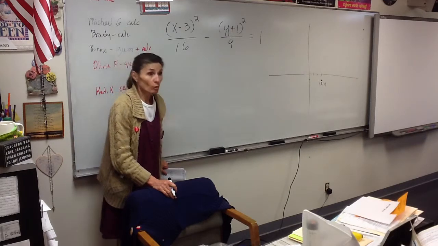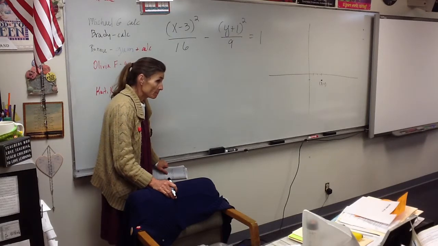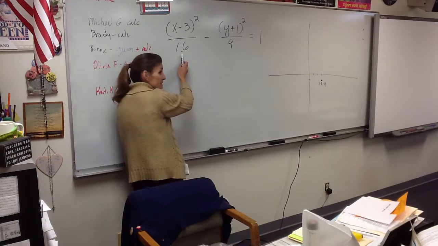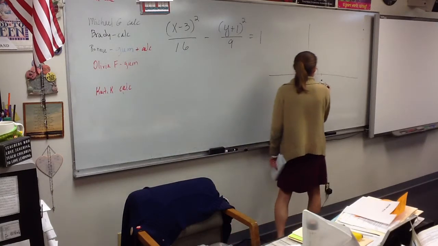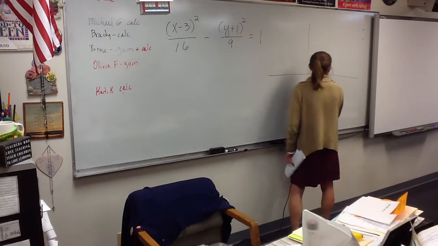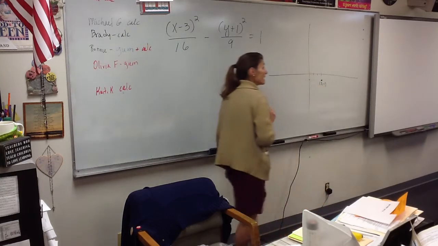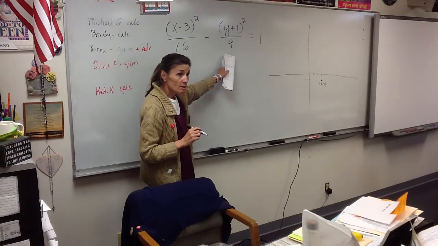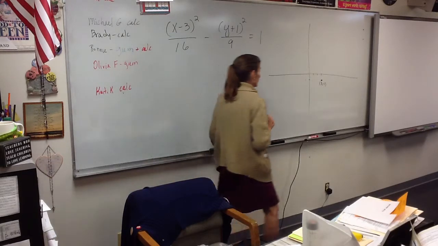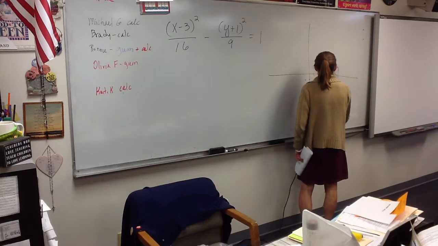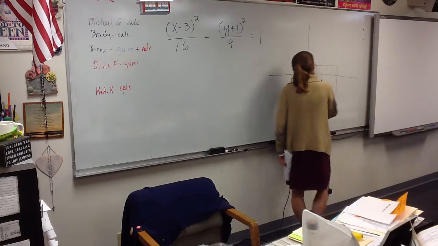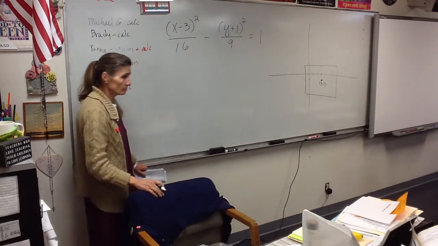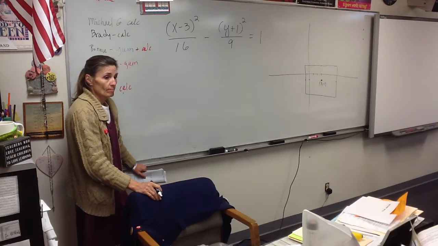Now remember, this is a hyperbola. We have to build our box. And we build our box by looking at the 16 and saying what? It's a 16, so I'm going to go left and right 4 units. And then I see this 9. I will go up and down 3. And I will draw a nice little rectangle through those points. Everybody good so far?